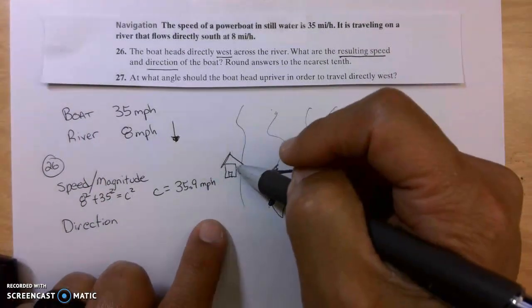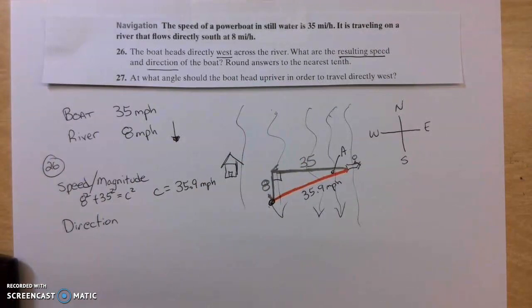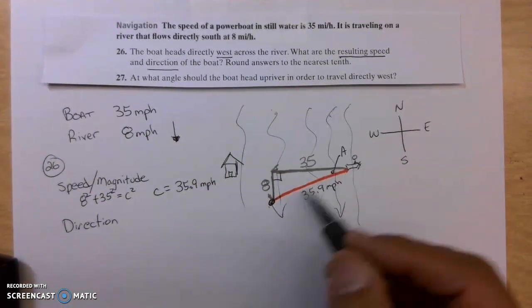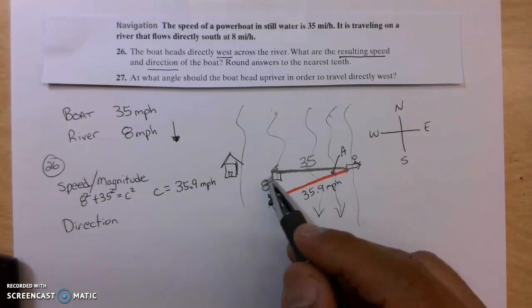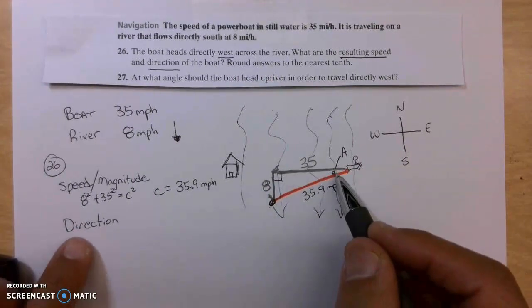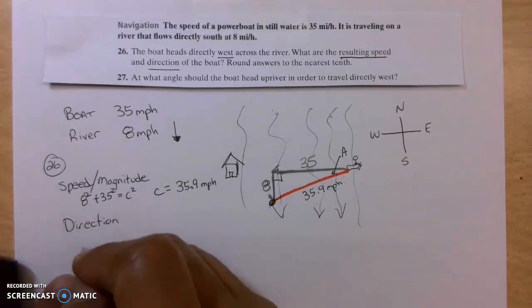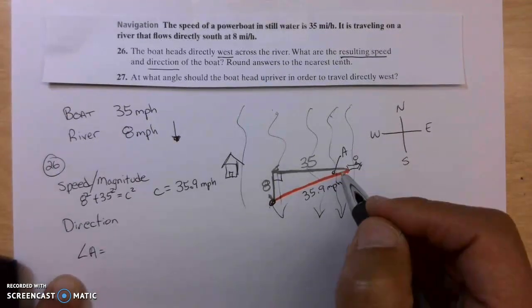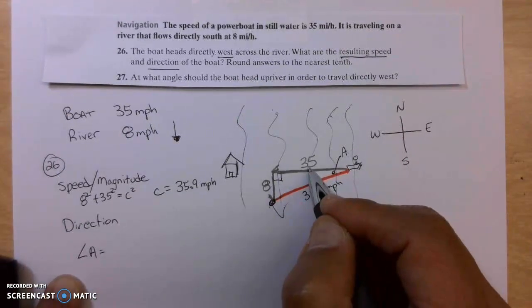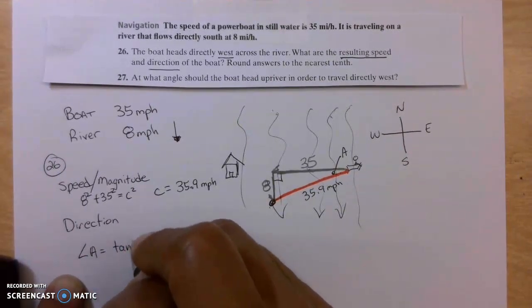He's not going to hit this house. I'm going to make the house look better. Okay, so now where does he end up going? It's not exactly west that he wanted to, so we've got to figure out angle A here. So angle A, I'm looking at it, opposite, adjacent. This is going to be tangent.